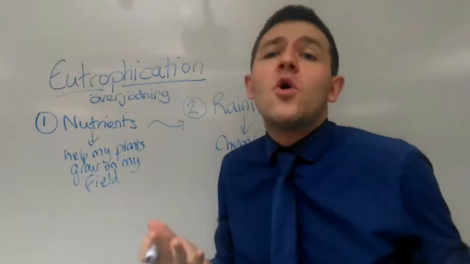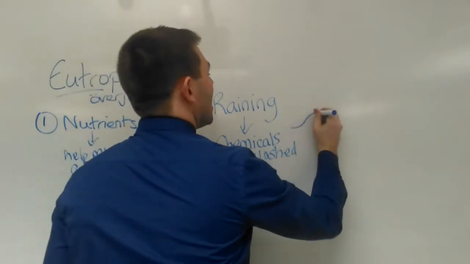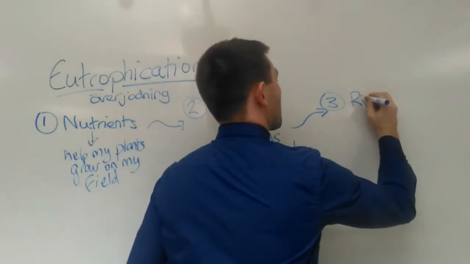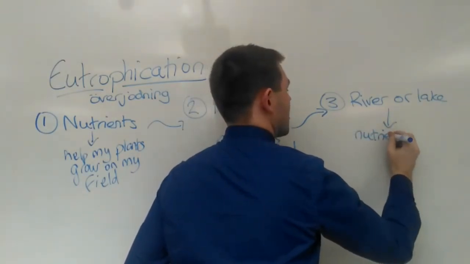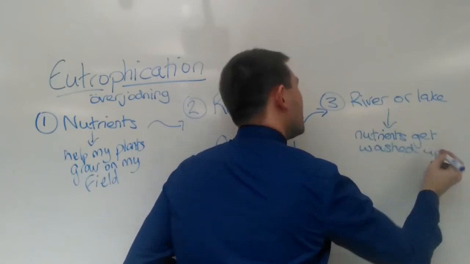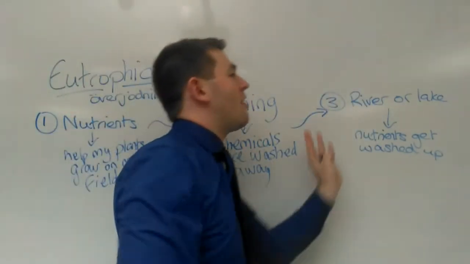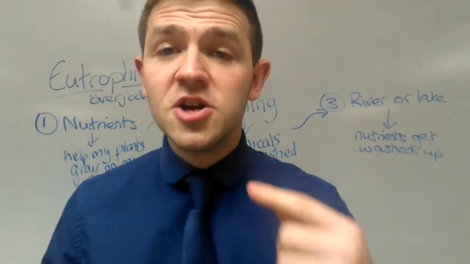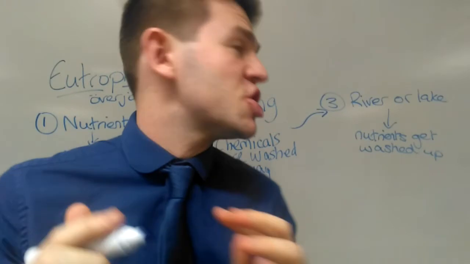So, what do I do now? I can't get the nutrients. Where are those nutrients going? Well, those nutrients will end up, of course, in some kind of lake, in some kind of river. River or lake. Nutrients get washed up. And that basically means that I've put some nutrients on my soil. They have flowed down. They've ended up in the river. But those nutrients, they're still working. They're still good. Those nutrients are going to get plants and usually, specifically, algae to grow.